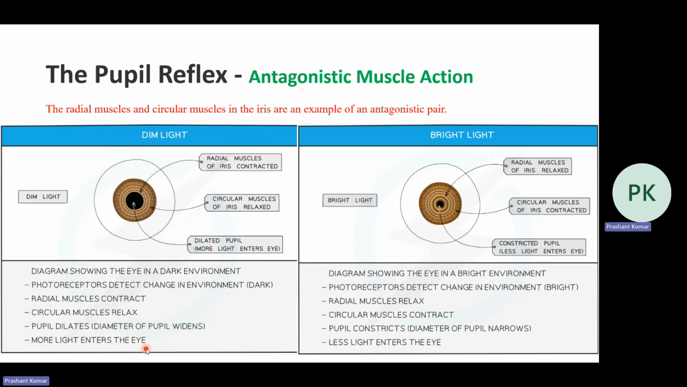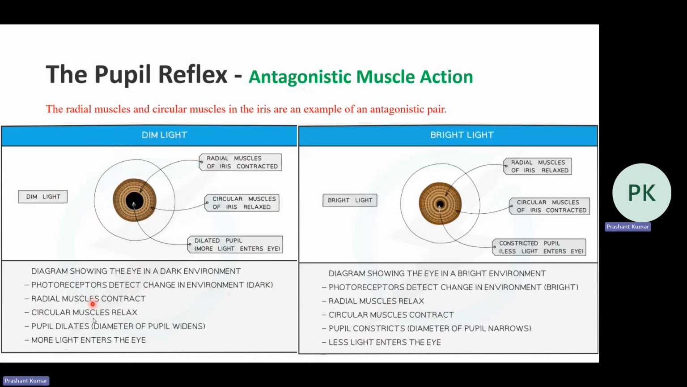In this way you will be able to see. But what if there is a bright light? We don't need that much light. So the photoreceptor again detects the change in the environment, that is a bright light. So radial muscles will relax, circular muscles contract, and the pupil will constrict. They'll become narrower, and in this way less light will go into the eye.